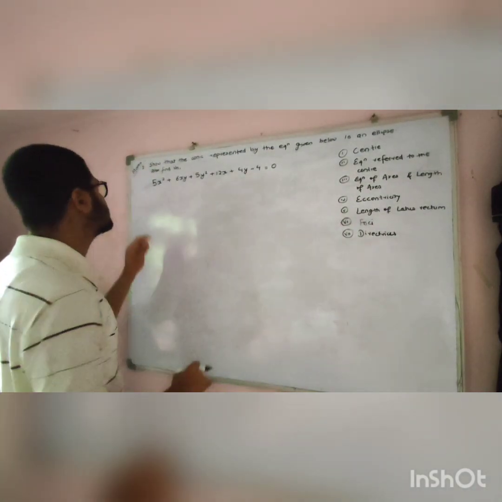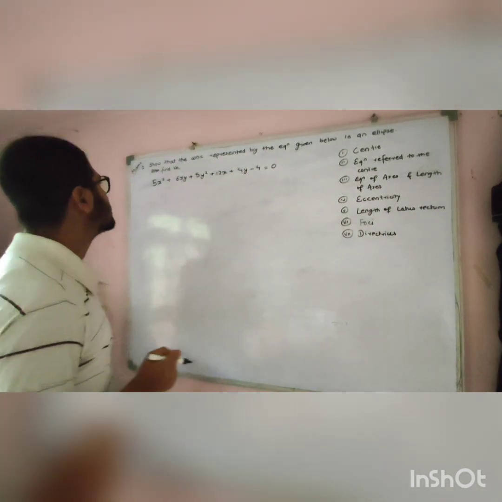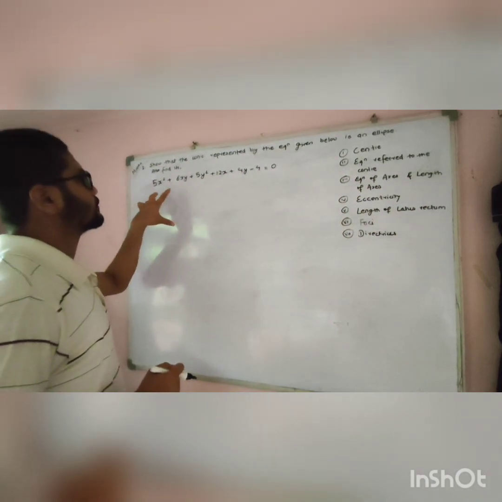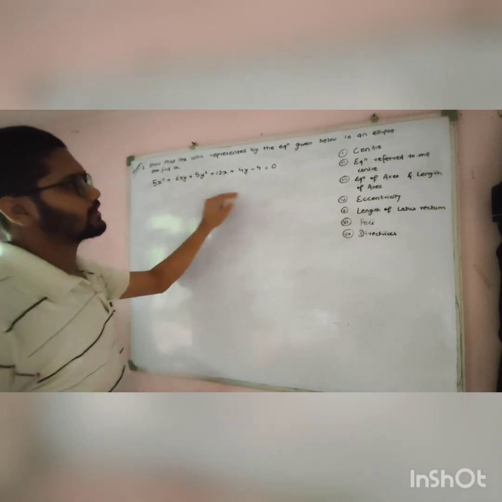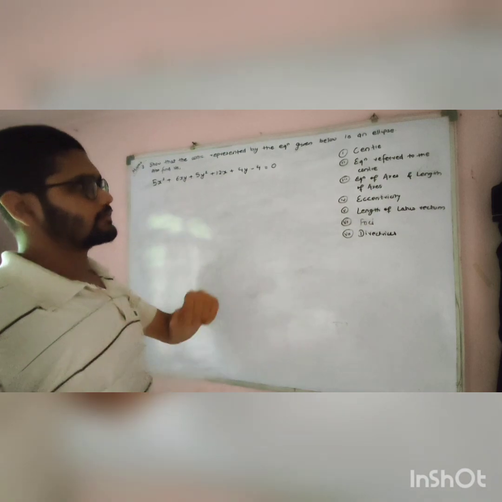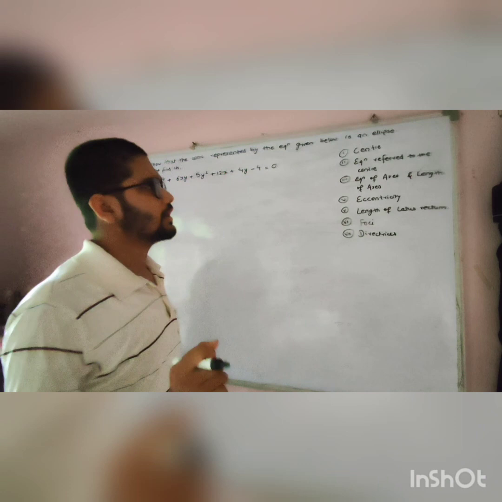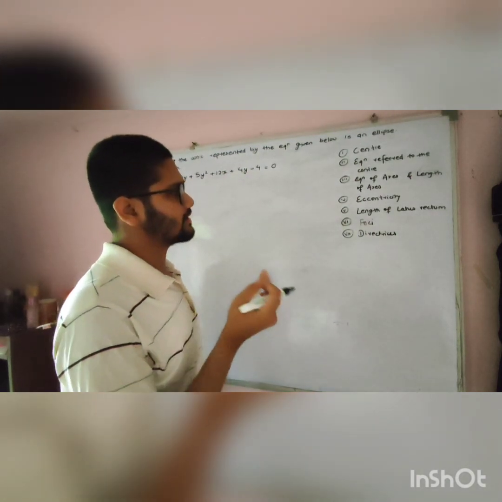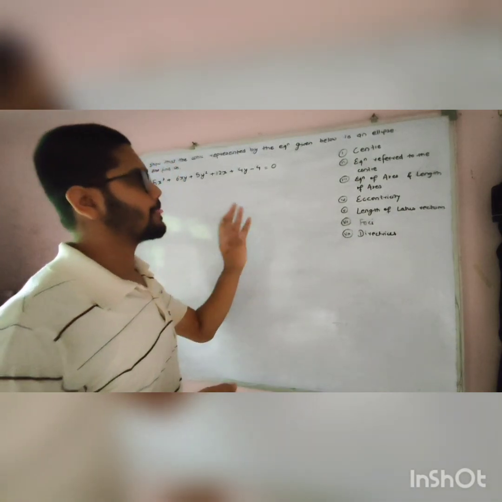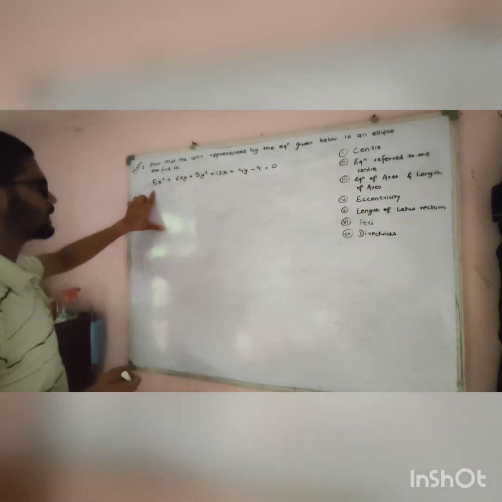So I'll first read out the question. So that the conic represented by the equation given below is an ellipse. Also find its center, equation referred to the center, equation of axes and length of axes, eccentricity, length of latus rectum, foci, and directrices. So the things we have to find I have written on the right side, and the equation is given here.